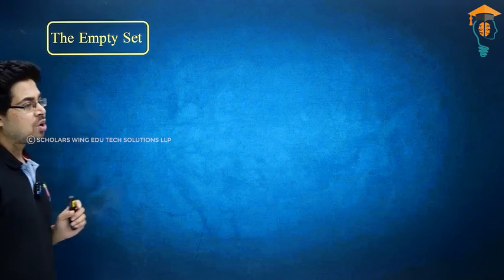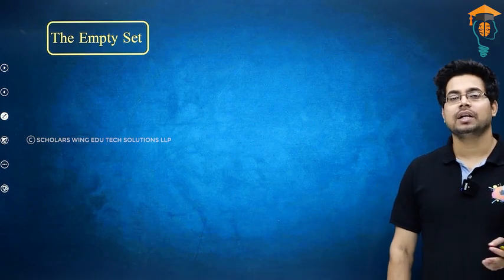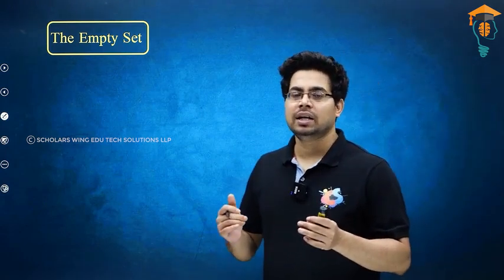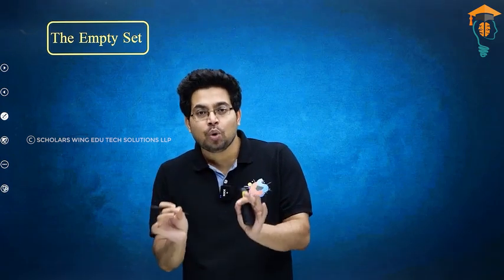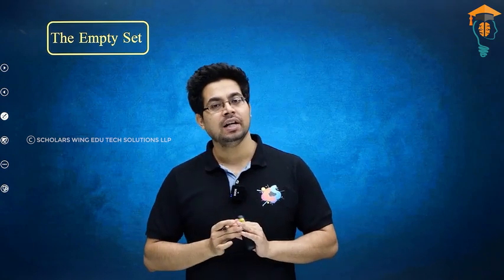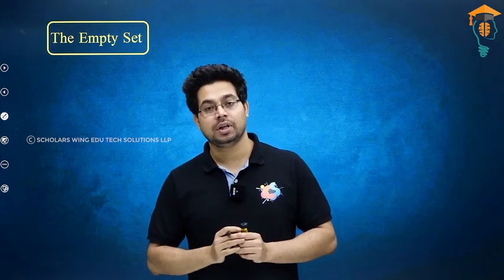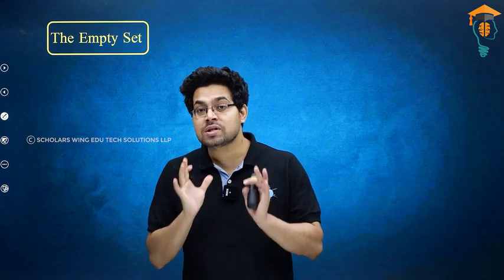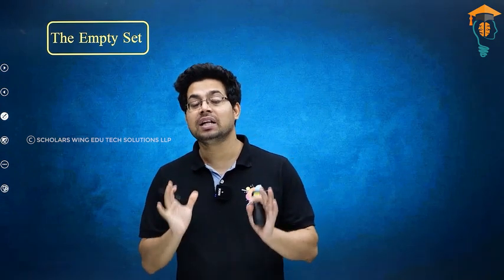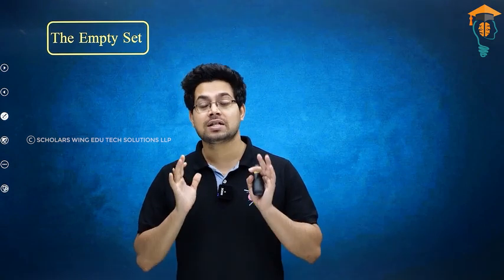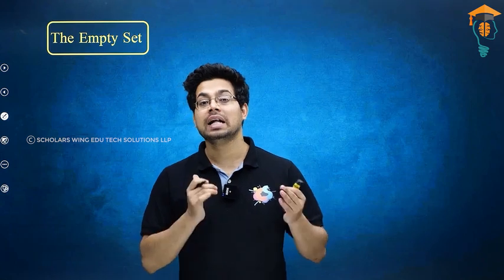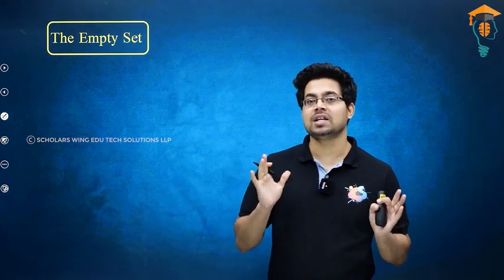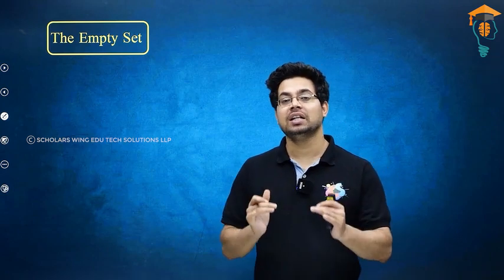Now here, let's talk about the empty set. Let's say I'm talking about a set, and I will put only those elements inside this set which satisfy a common property. But let's say there is no such element which satisfies the given property. That means that set is an empty set, or it is also called a null set, because there won't be any element satisfying the given property.